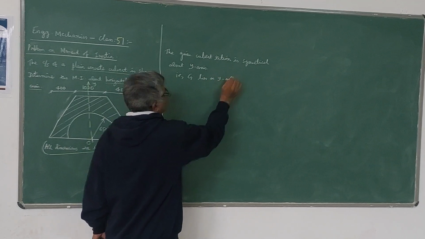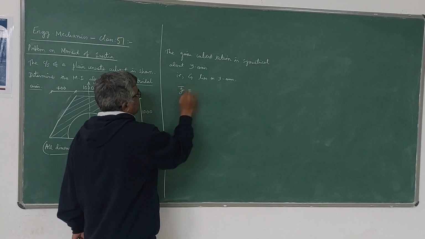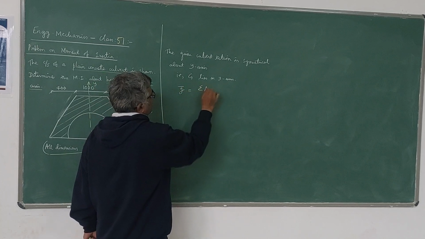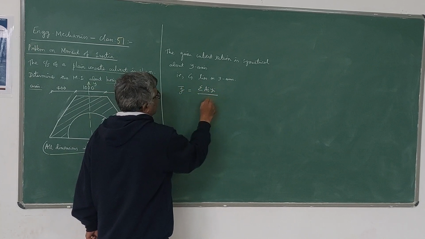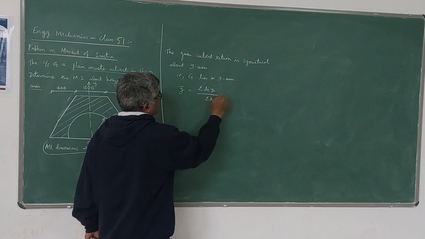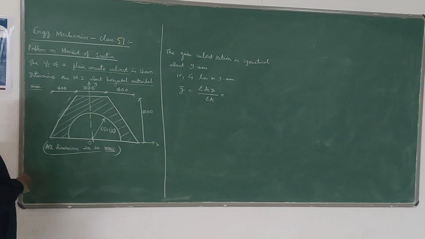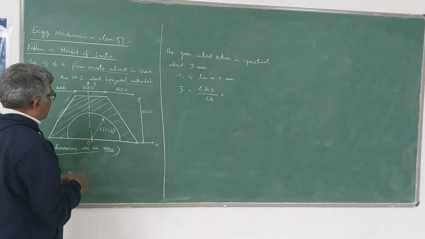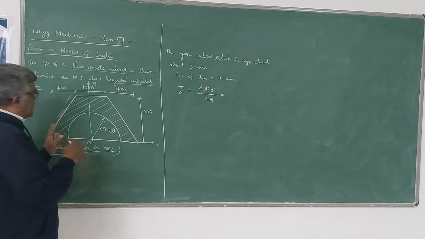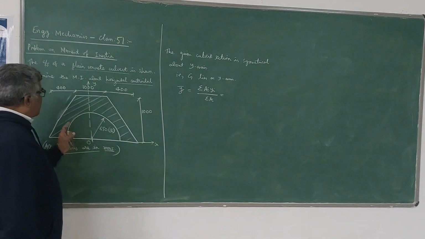So we only need to find y bar. There is no need to find x bar. Y bar is given by sigma ai yi by sigma ai. This formula you know already. So first we locate the centroid of this culvert section. For that we have to divide this culvert section into several simple sections.